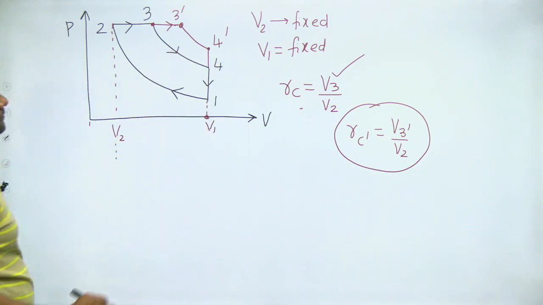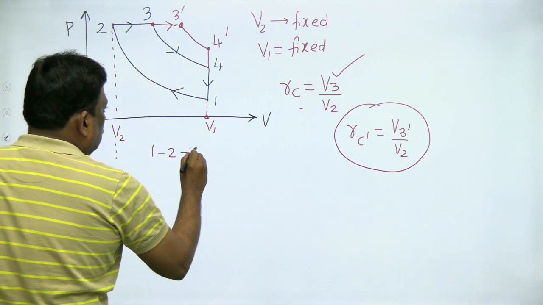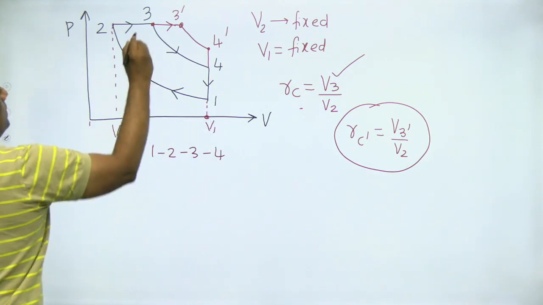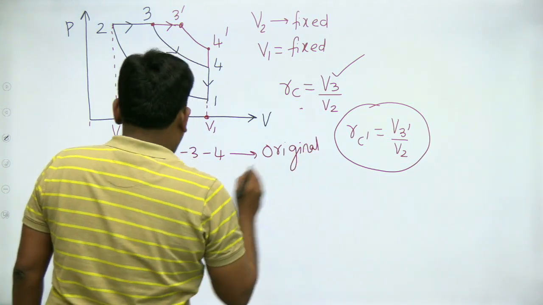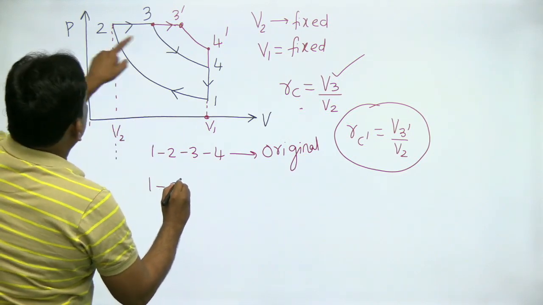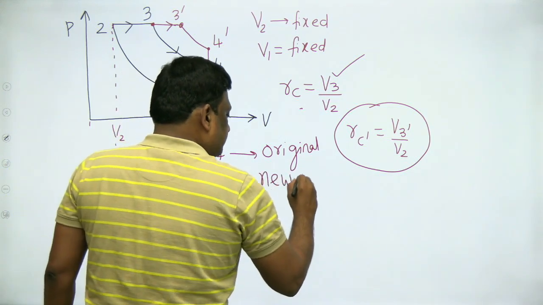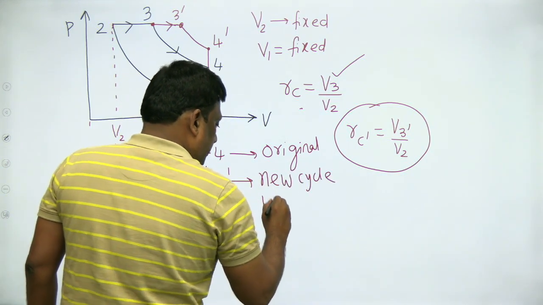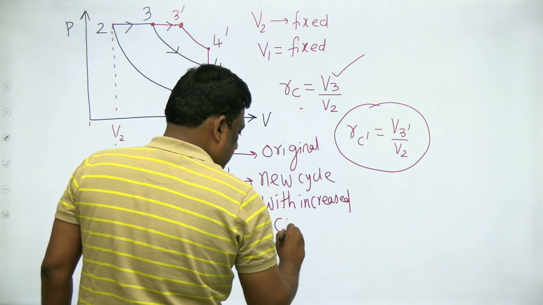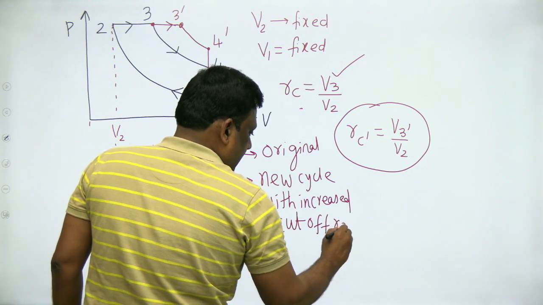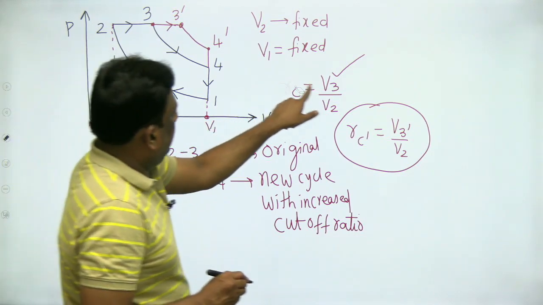This is the new cycle. So there are 2 cycles: 1, 2, 3, 4, which is the original cycle, and 1, 2, 3 dash, 4 dash, the new cycle with increased cutoff ratio. Now, let us see what is happening, my dear students.